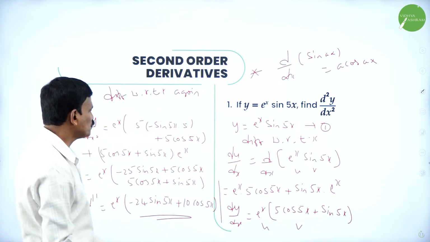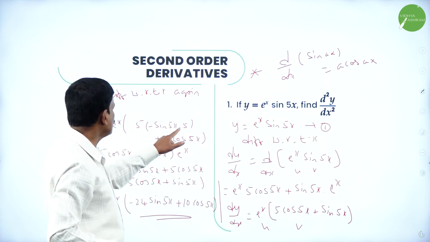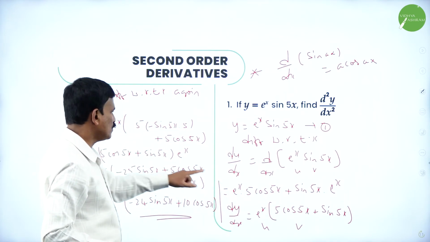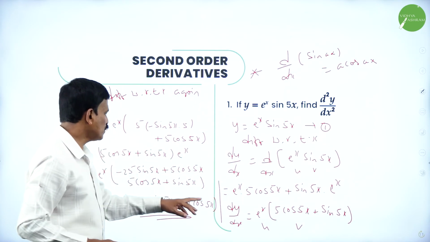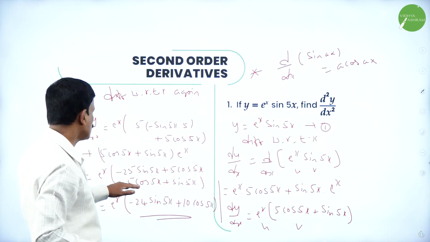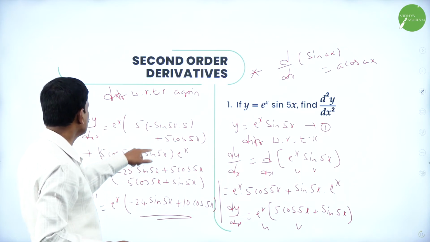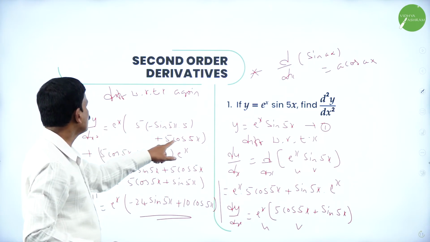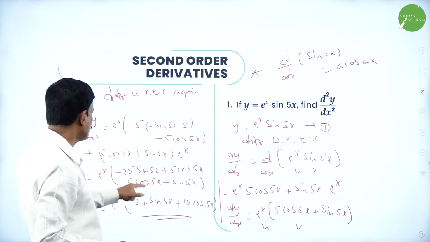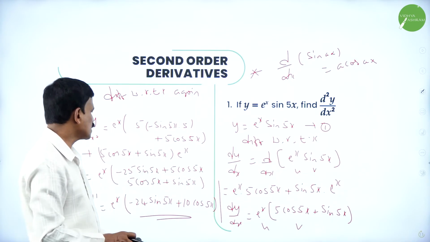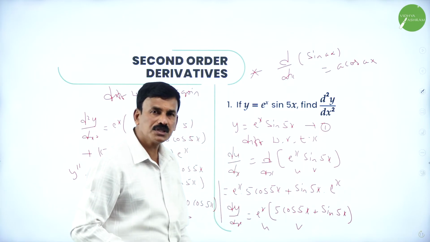Okay. See here, differentiation of 5 cos 5x is minus sine 5x into 5, 5 5s are 25 sine 5x. Differentiation of sine 5x is 5 cos 5x. Again d by dx of this constant e power x is e power x itself. So we can take e power x out: minus 25 sine 5x plus 5 cos 5x plus 5 cos 5x plus sine 5x. So minus 25 plus 1 is minus 24, 5 plus 5 is 10 cos 5x is the required answer. Hope you followed. Okay. Now let's come to the next problem.